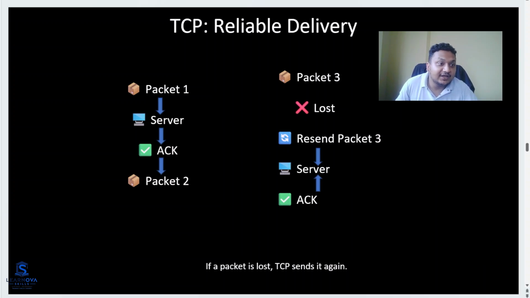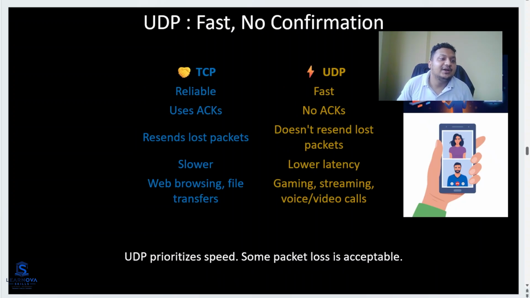But not every application wants reliability at the cost of additional overhead. That's where UDP comes in. UDP: fast, no confirmation. UDP takes a different approach.